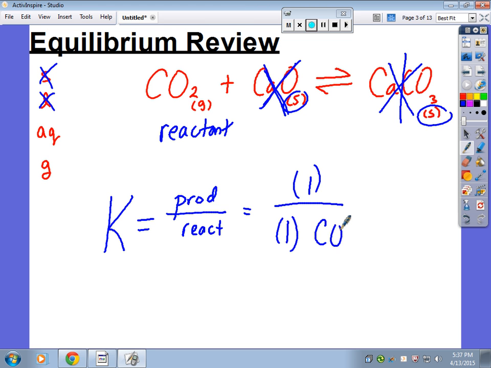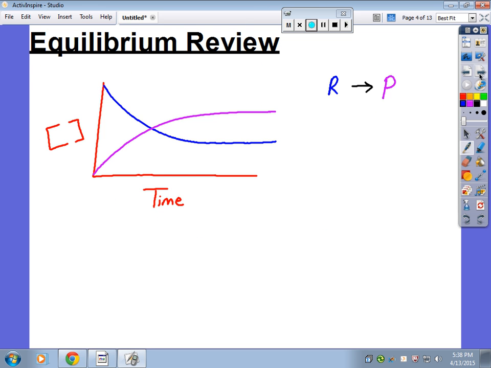And then I put CO2 here, and the exponent here in this case is 1. So I don't have to include those 1s, at least this one, correct? But I do need a 1 up top because it needs to have something in the top. And that's how you do that. So no solids or liquids, guys.